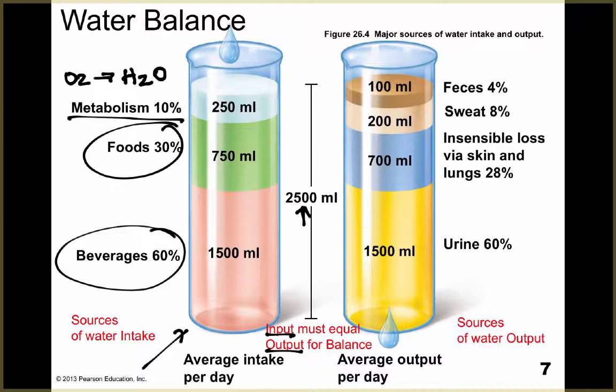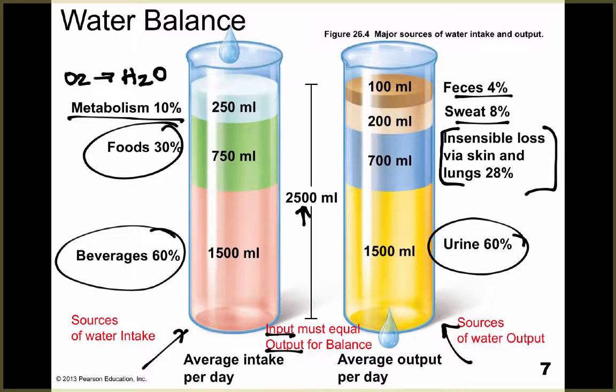Now, when we want to output water, there are several different sources for that as well. The most abundant, just like when we're talking about beverages, is urine. About 1,500 mils of that is going to leave. You lose it through your skin and lungs, about 28% or 700 mils. Sweat is another, which is about 200 mils, and then feces is the last, about 100 mils.